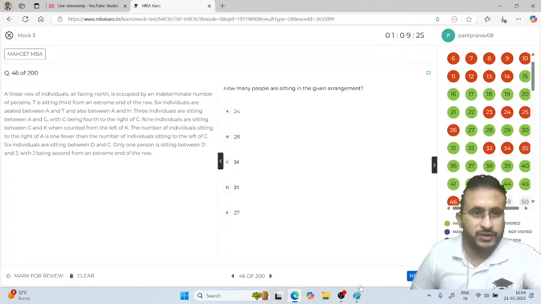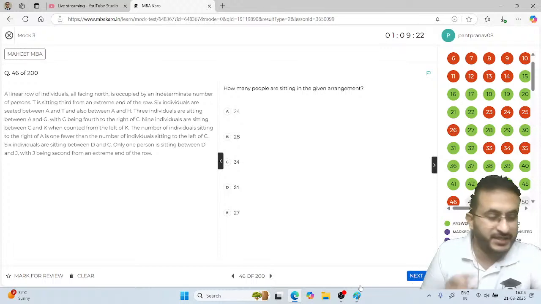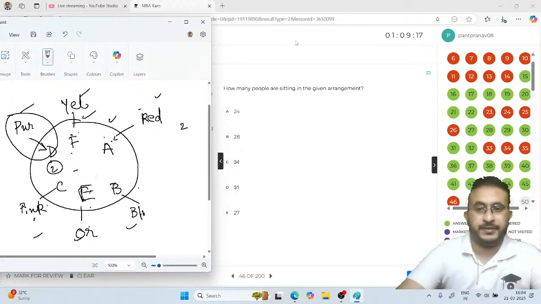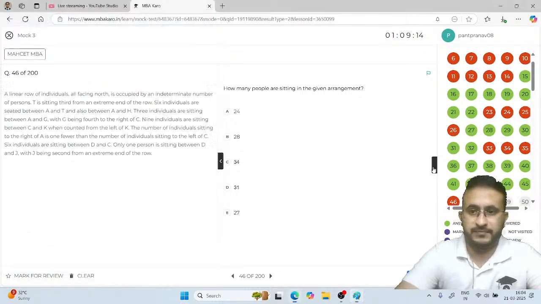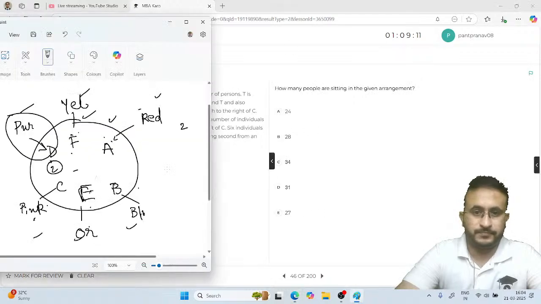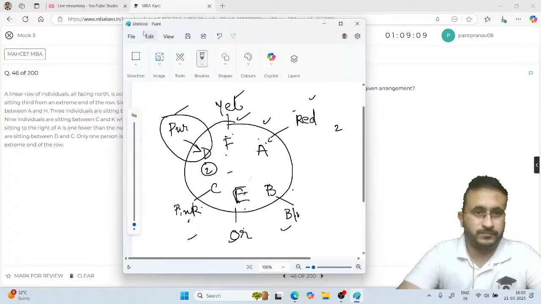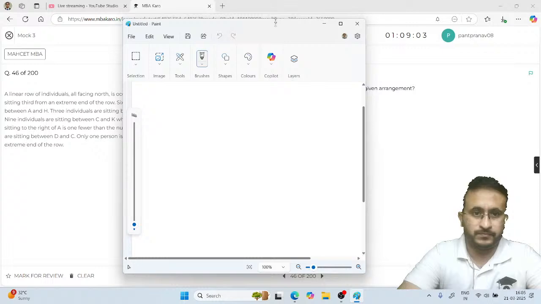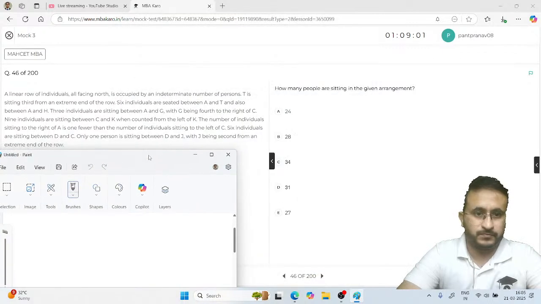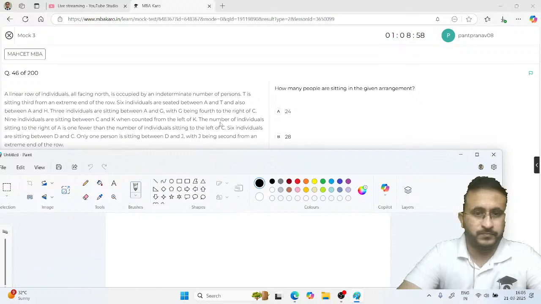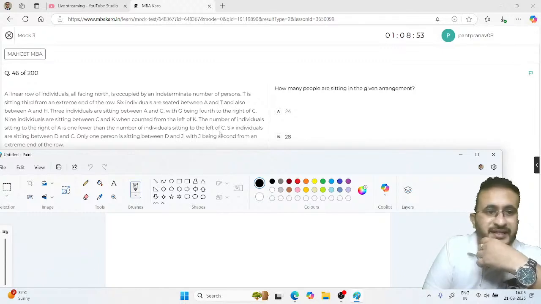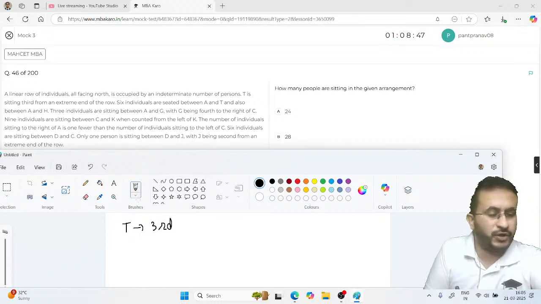If you see the statements, focus on the statements that talk about end points. So let us expand this a little. Now read for the statements about end people, right? So first is saying T is sitting third from an extreme end of the row. So one is T. Third from which end, we do not know, right?